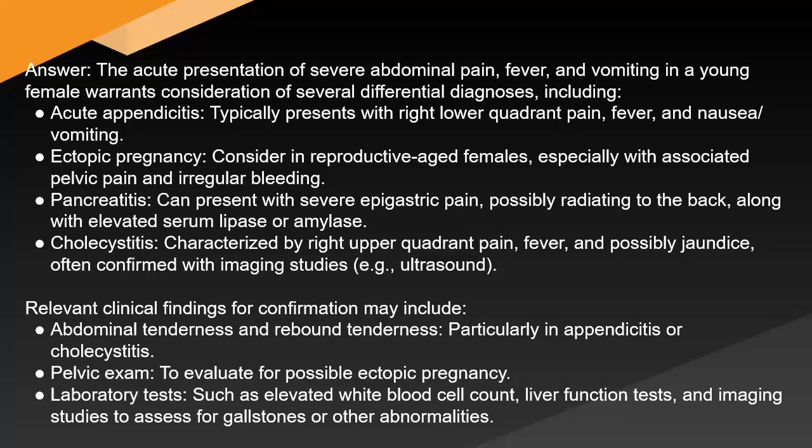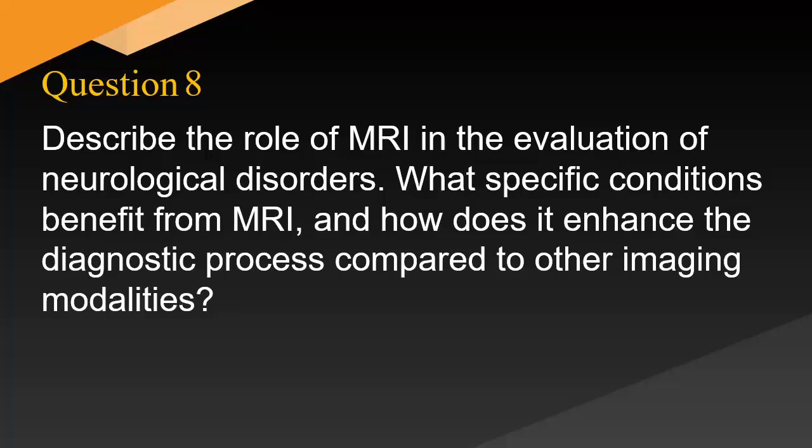ultrasound. Relevant clinical findings for confirmation may include abdominal tenderness and rebound tenderness, particularly in appendicitis or cholecystitis. Pelvic exam to evaluate for possible ectopic pregnancy. Laboratory tests such as elevated white blood cell count, liver function tests, and imaging studies to assess for gallstones or other abnormalities. Describe the role of MRI in the evaluation of neurological disorders.